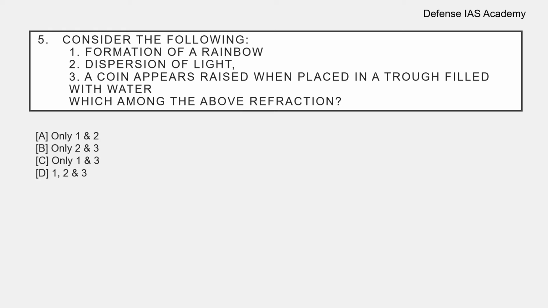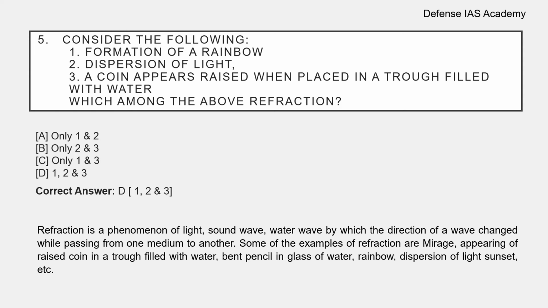Question number 5. Consider the following. 1. Formation of a rainbow. 2. Dispersion of light. 3. A coin appears raised when placed in a trough filled with water. Which among the above is refraction? The options are option A only 1 and 2, option B only 2 and 3, option C only 1 and 3, option D 1, 2 and 3. The correct answer is option D 1, 2 and 3.